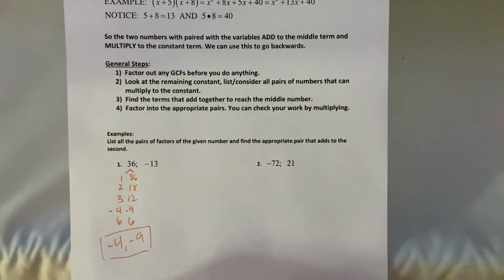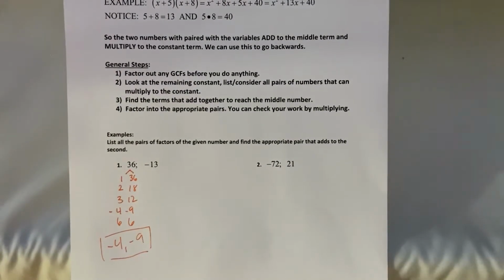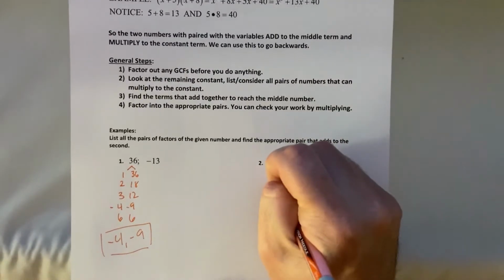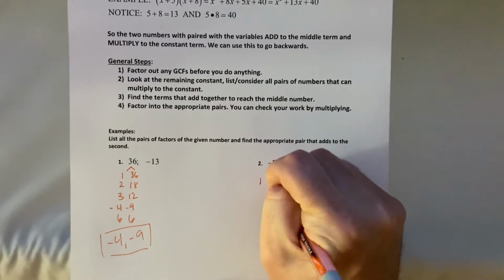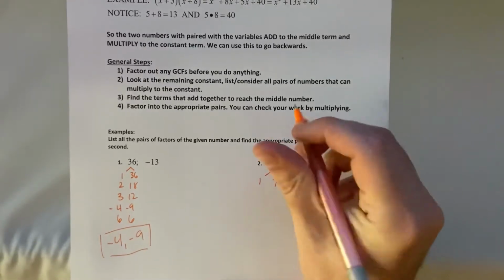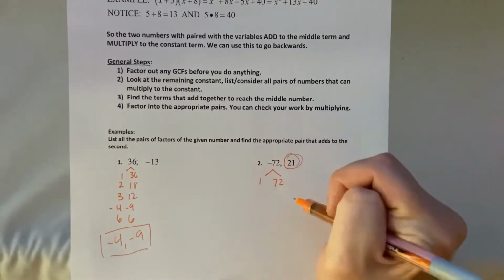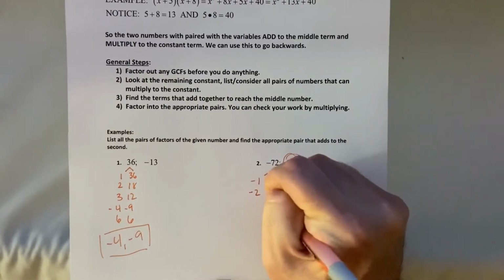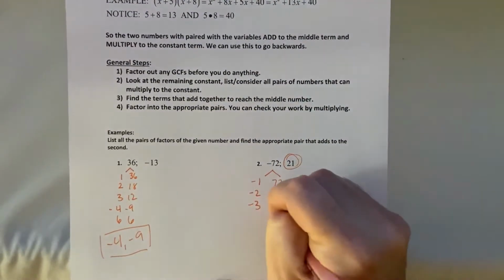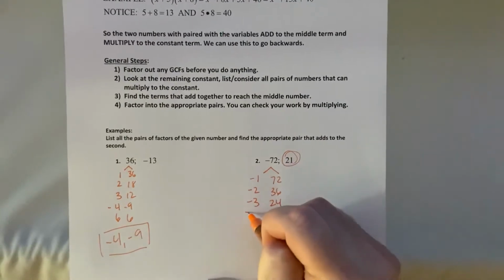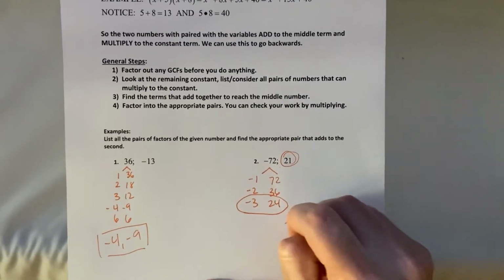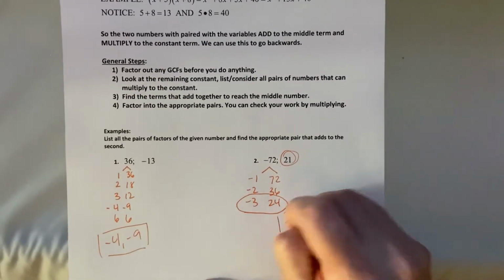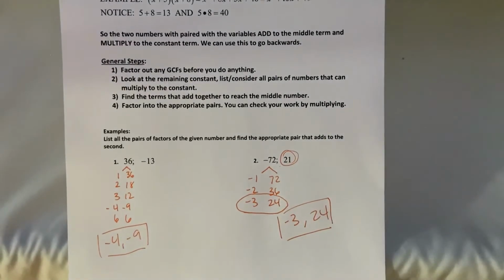Let's try again with negative 72 and 21. If two numbers multiply to a negative, one of them has to be positive and one of them has to be negative. Got 1 and 72. The bigger one has to be whatever sign they add to. So we need the bigger one to be positive. So negative 1 and 72, negative 2 and 36, negative 3 and 24. You don't have to go all the way out. If you find the one you're looking for, you can stop there. So negative 3 and 24, the two that do that.